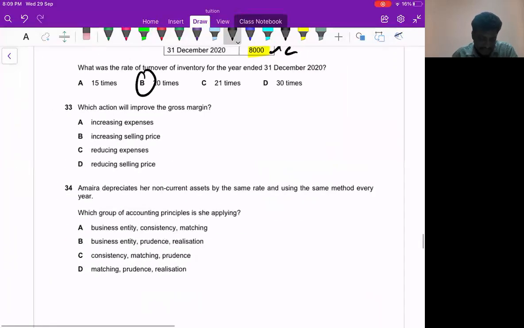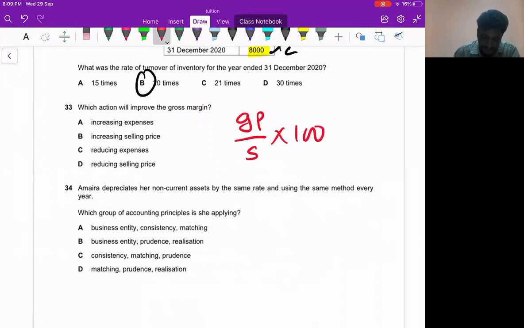Okay, question number 33. Which action will improve the gross margin? What is the formula for gross margin? Margin means over sales. Remember this, margin means over sales. So gross margin means gross profit over sales times 100. So improve means the top one will be improved.